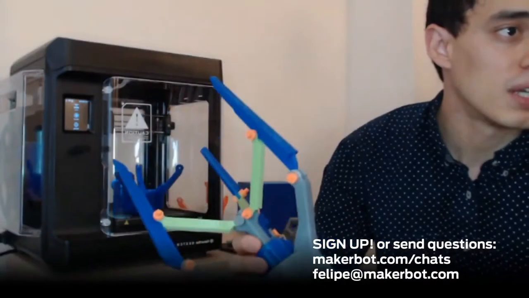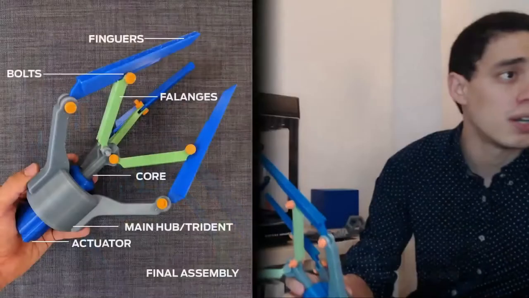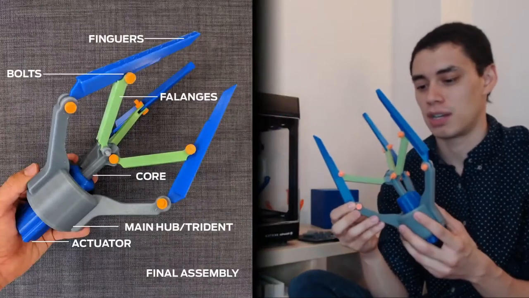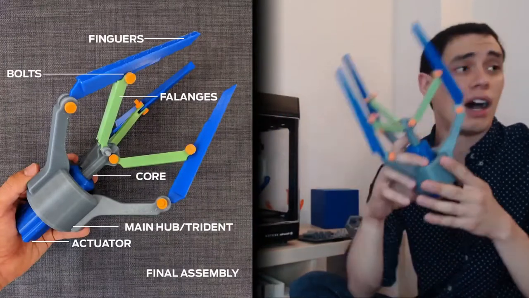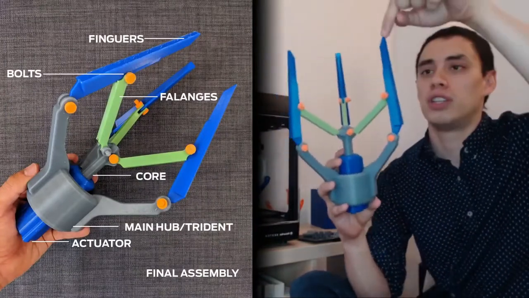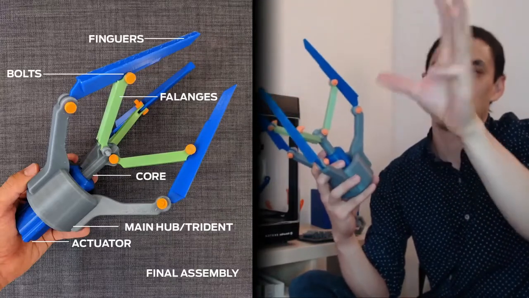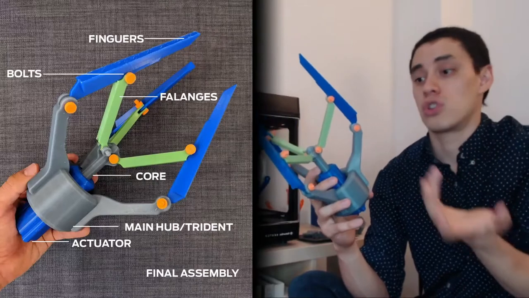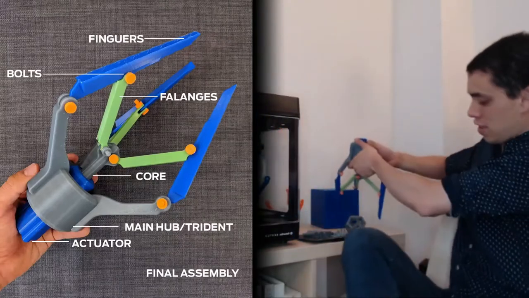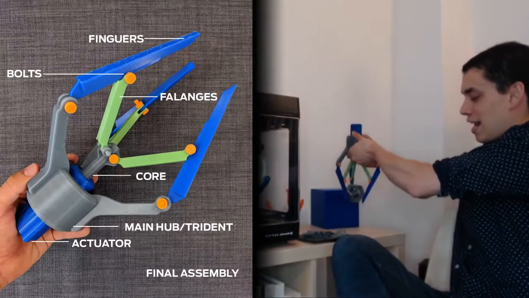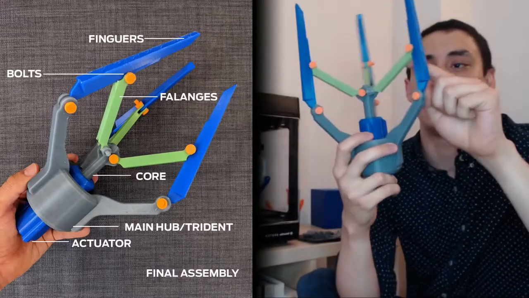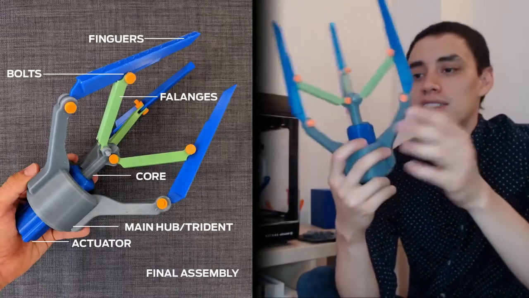So I'll bring in the different parts real quick. Let's talk first about the different parts that make up this concept. First, we have the fingers right here. These blue tips, I call them fingers because they are quite literally the element that will grasp and hold what you're trying to catch. In this case, just this dodecahedron.